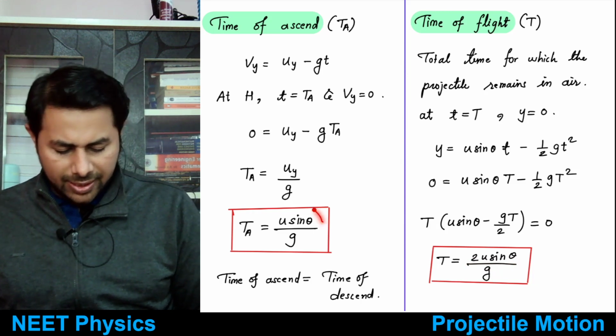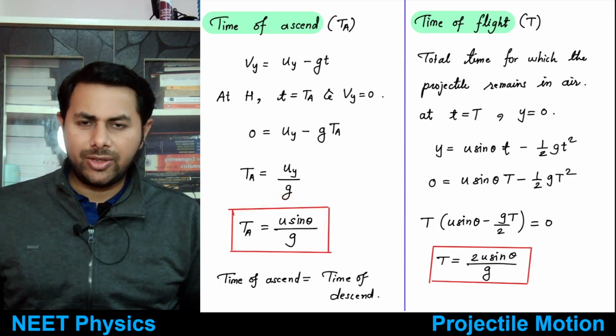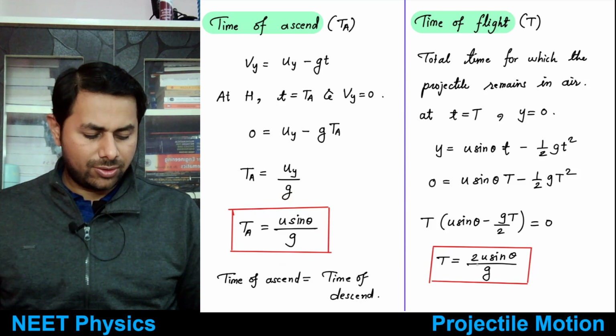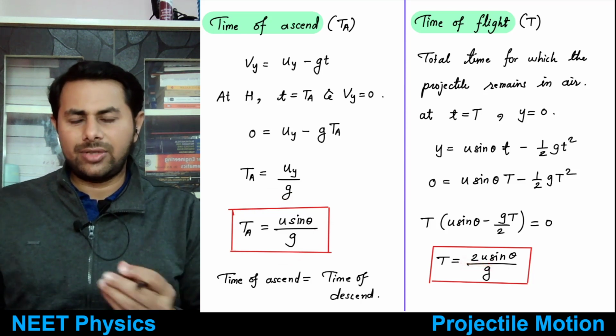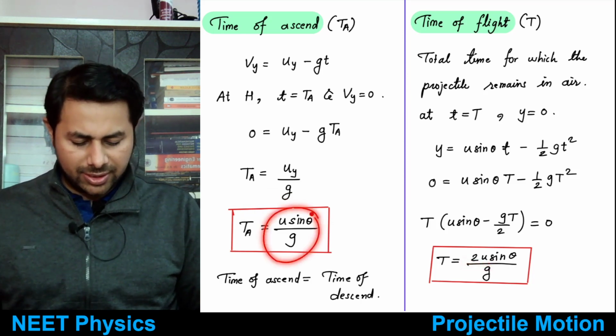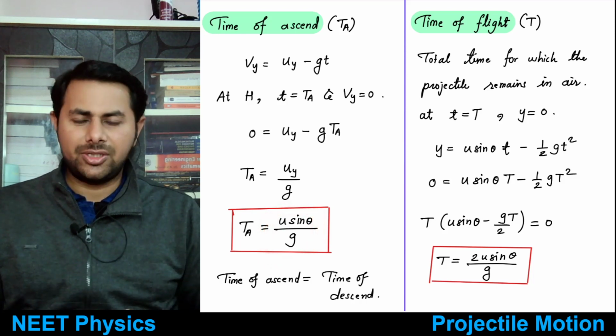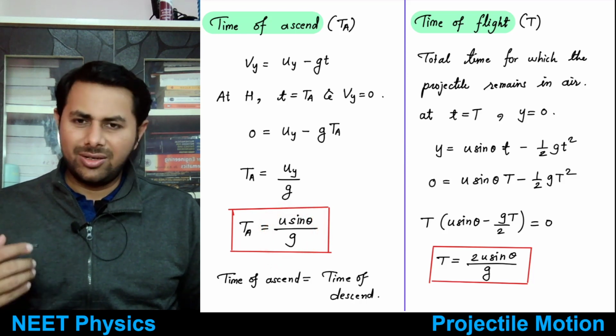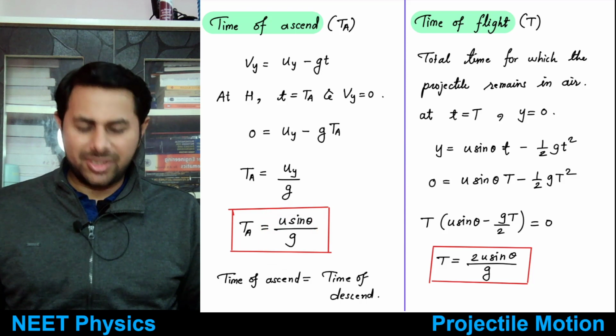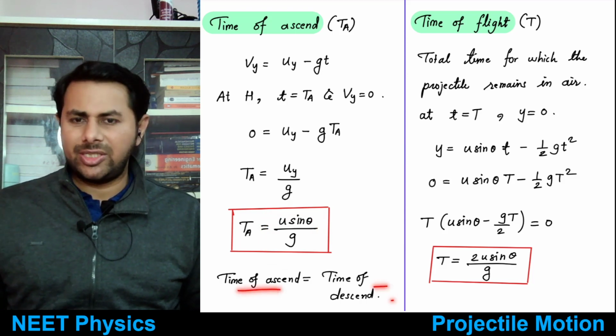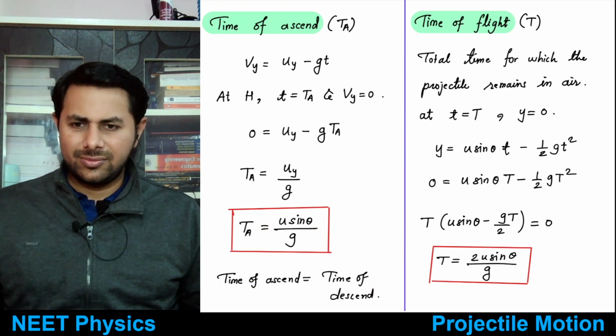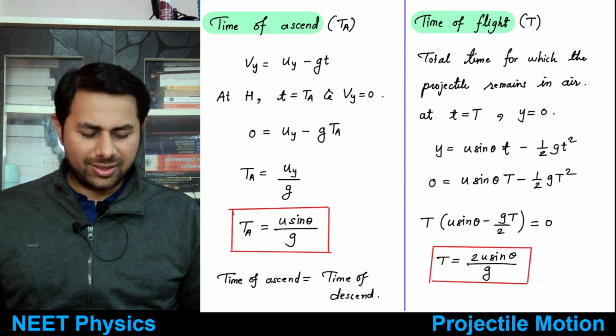If you just subtract the time of ascent from it, you get time of descent. So total time is 2 times u sin theta upon g. Time of ascent is u sin theta upon g. That means what remains is u sin theta upon g. So time of ascent is equal to time of descent. Right, this is clear?